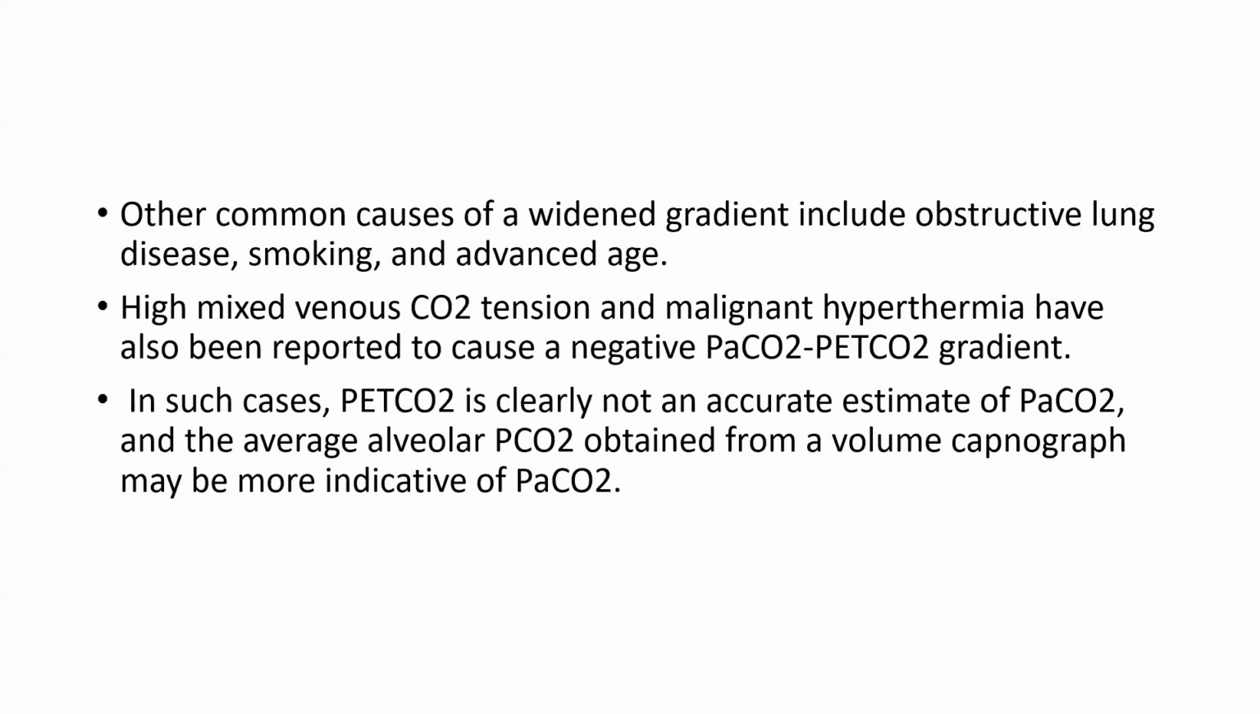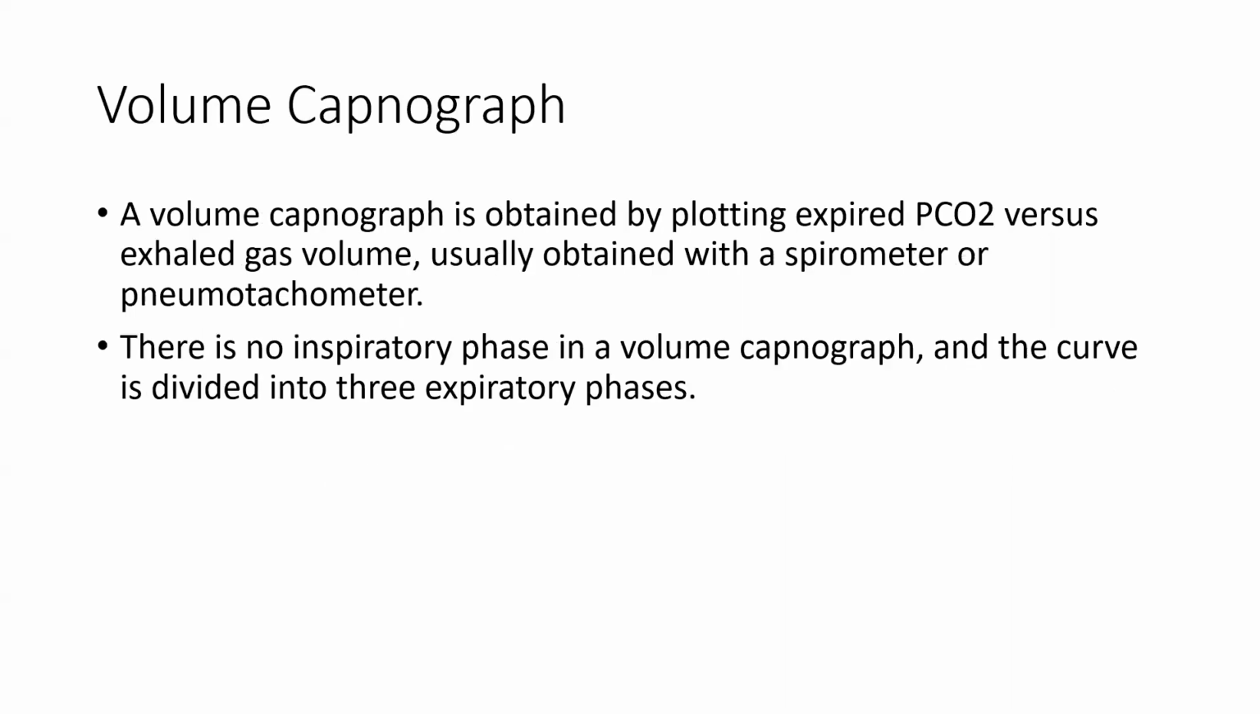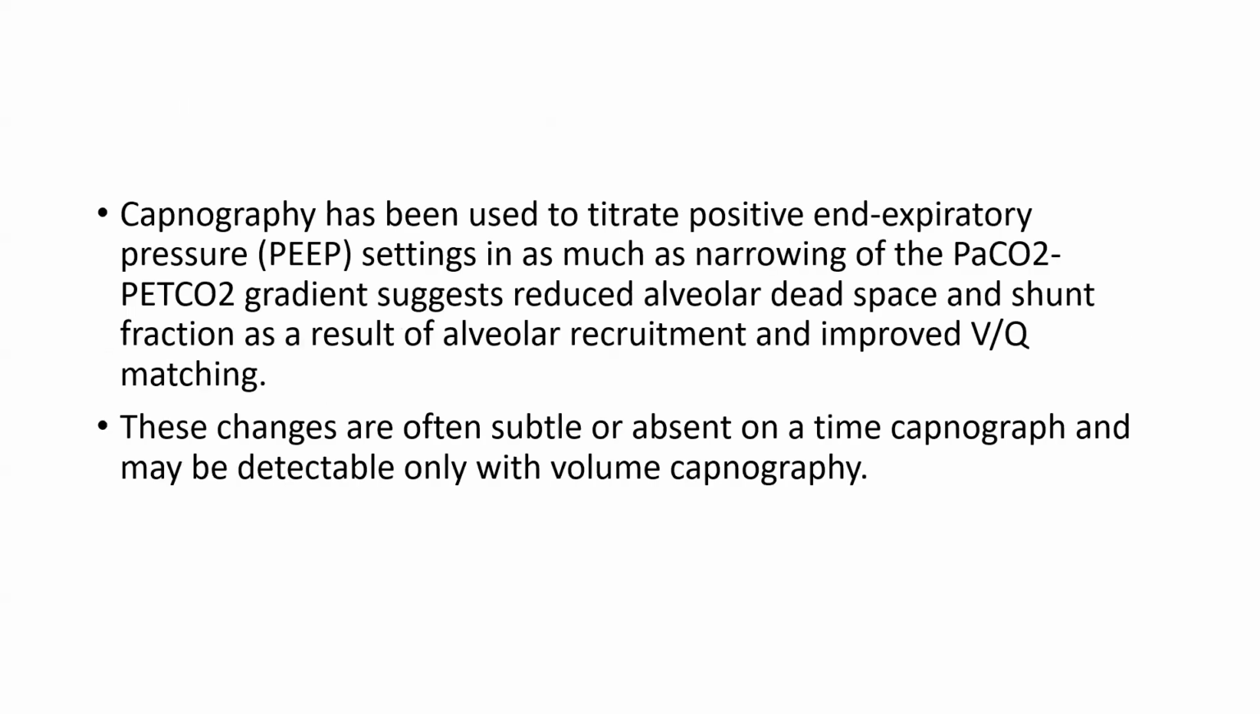In such cases, EtCO2 is clearly not an accurate estimate of PaCO2, and the average alveolar PCO2 obtained from volume capnograph may be more indicative of PaCO2. Now the volume capnograph. What is a volume capnograph? A volume capnograph is obtained by plotting expired PCO2 versus exhaled gas volume, usually obtained with a spirometer or pneumotachometer. There is no inspiratory phase in the volume capnograph, and the curve is divided into three expiratory phases.